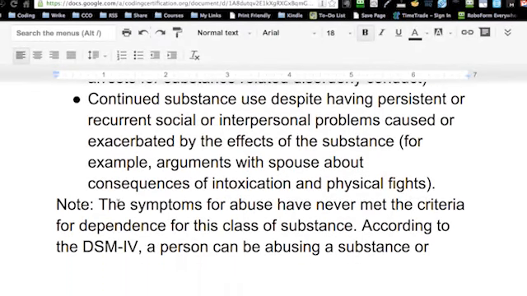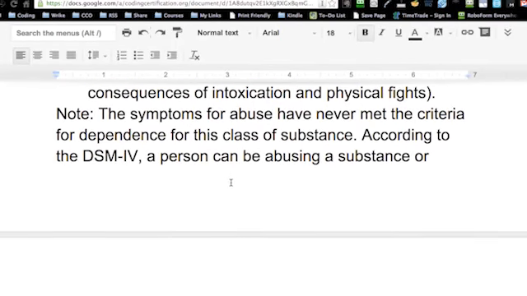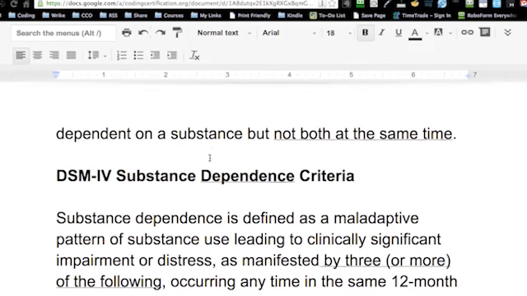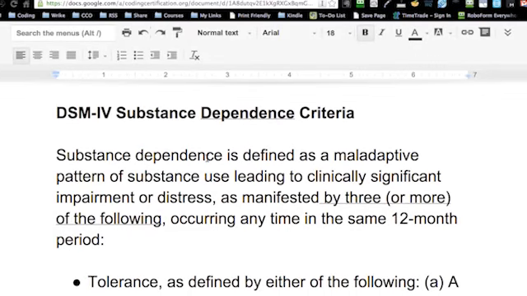And they have a note here that the symptoms for abuse have never met the criteria for dependence. So if they've ever met the criteria for dependence, then that's what you should use. Now, according to this DSM-IV, a person can be abusing a substance or dependent on a substance, but not both at the same time. And that makes sense. So here's the definition for dependence.